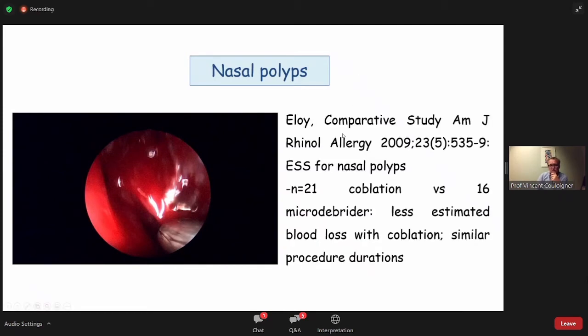Okay, so there was a study published in 2009 with 21 patients operated of nasal polyps with COBLATION versus 16 with microdebrider. And there was less estimated blood loss with COBLATION and similar procedure durations.